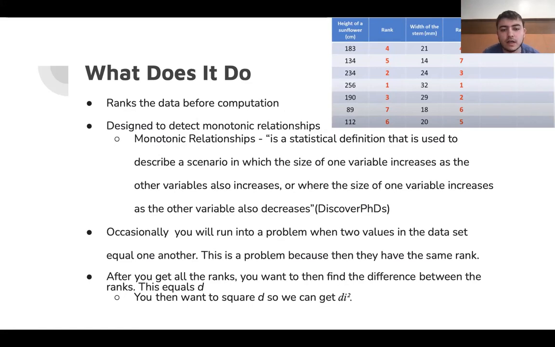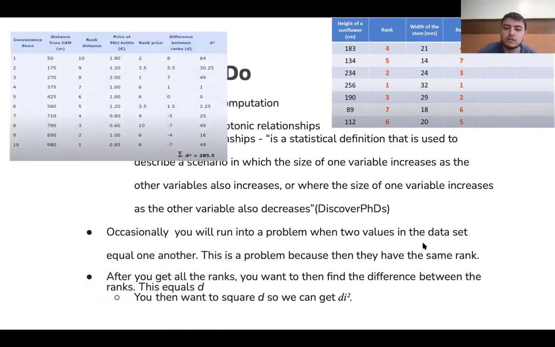It also is designed to detect monotonic relationships, which is basically saying that when one variable is increasing, the other is also increasing, or one variable is increasing and the other one is decreasing. So something you might run into when ranking your values is that two values might equal one another. So if we look over here at the price of the 50-cent bottle, we see that we have 1.20 twice.